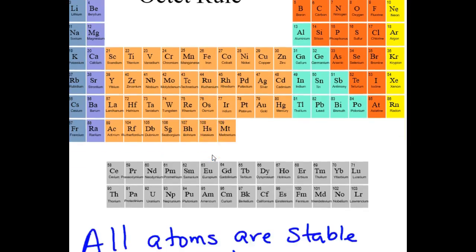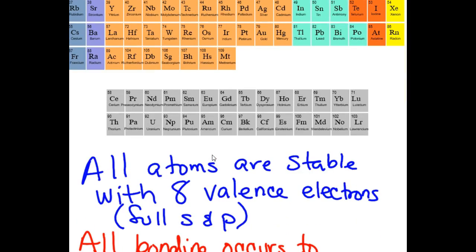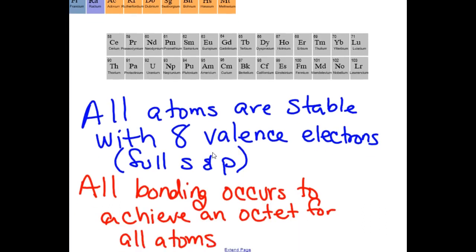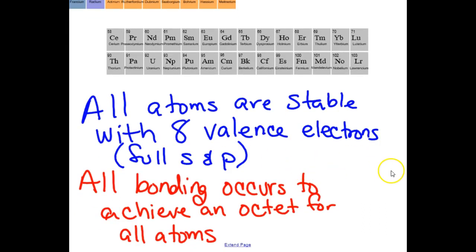Don't forget the octet rule. The octet rule says that all atoms are stable with 8 valence electrons, which means that their s and their p sublevels are full, and all bonding occurs to achieve an octet for all atoms.